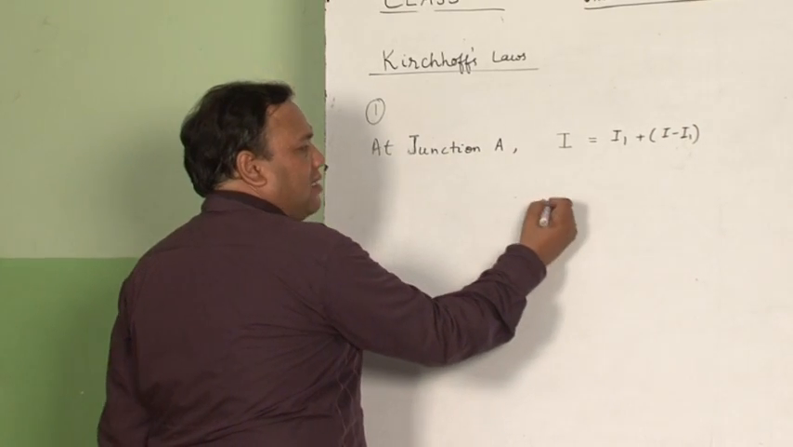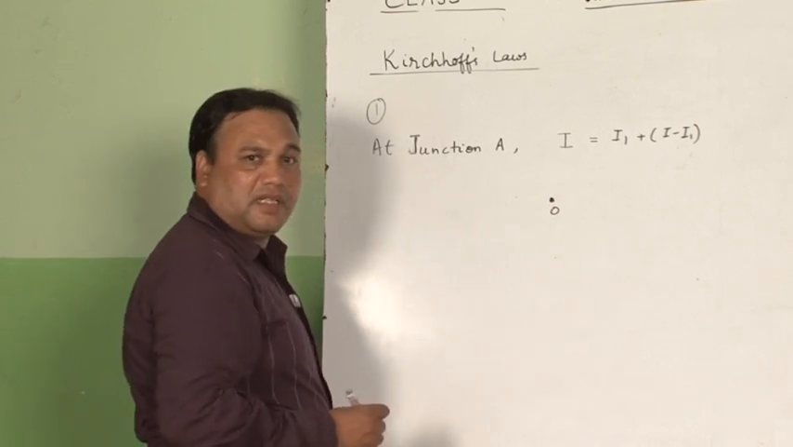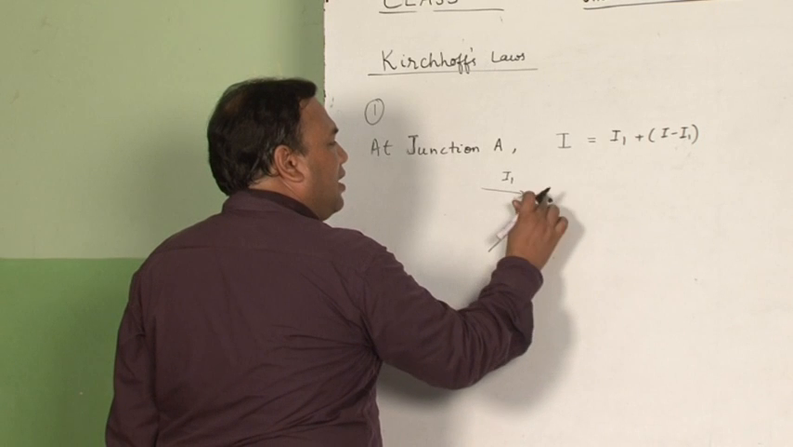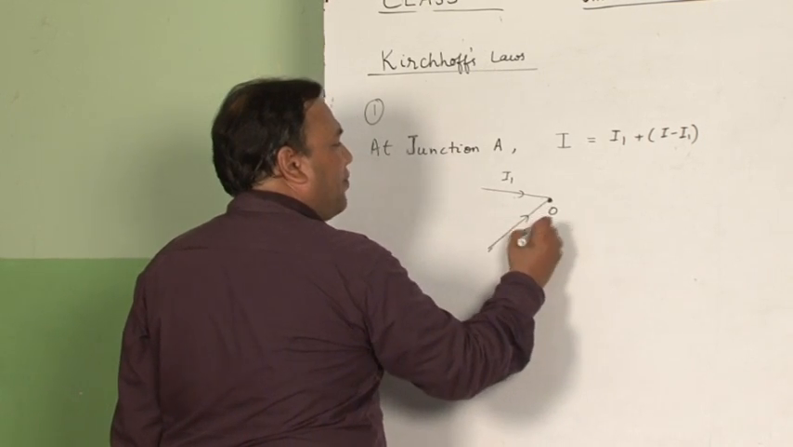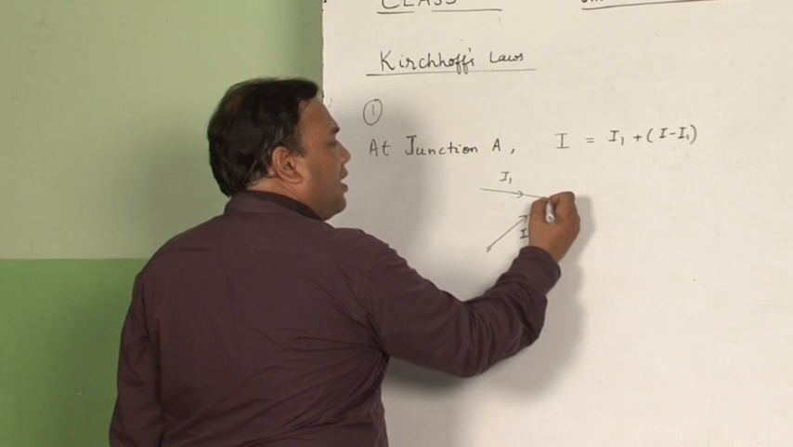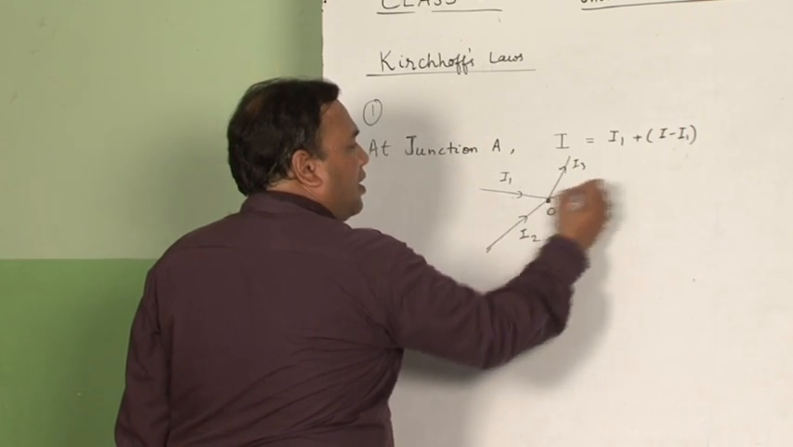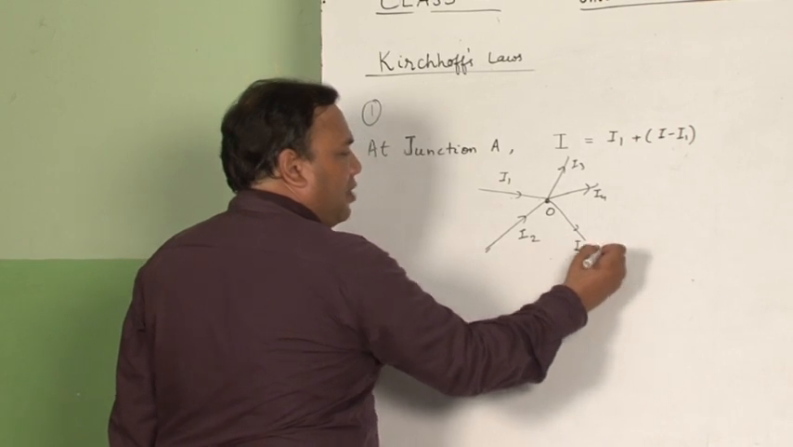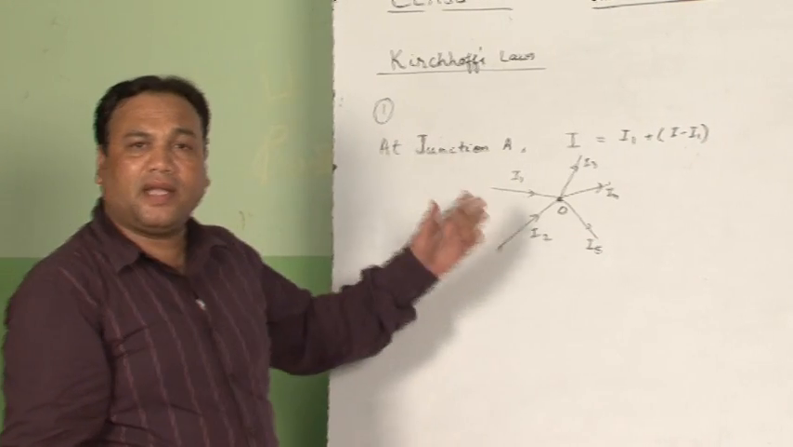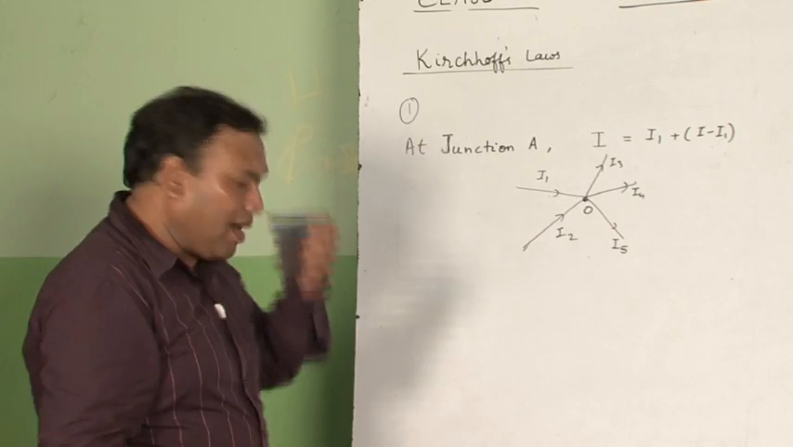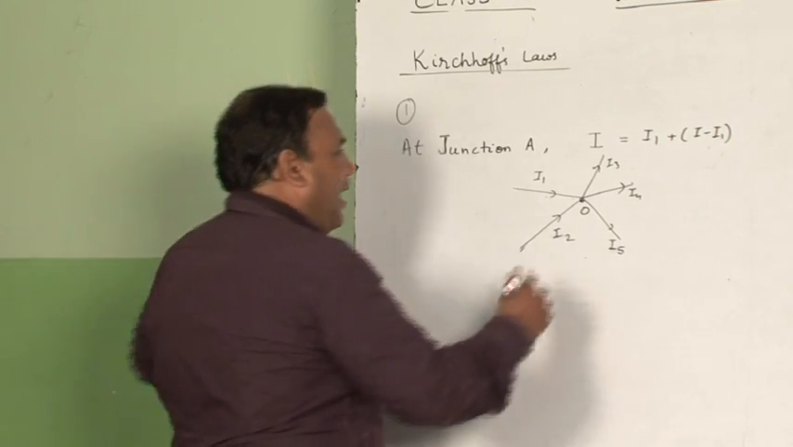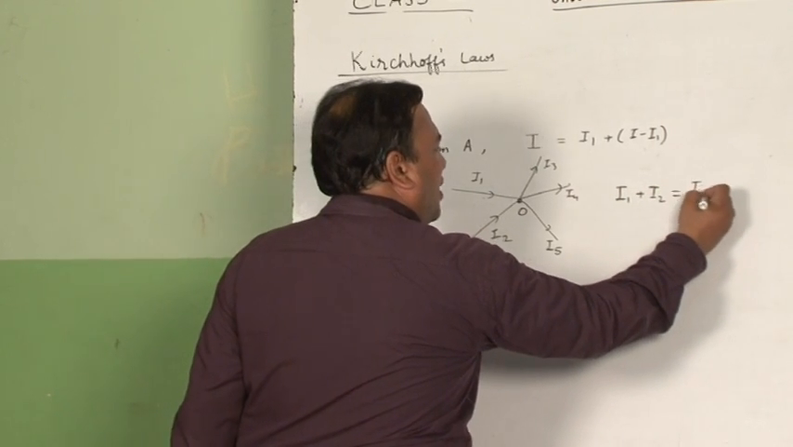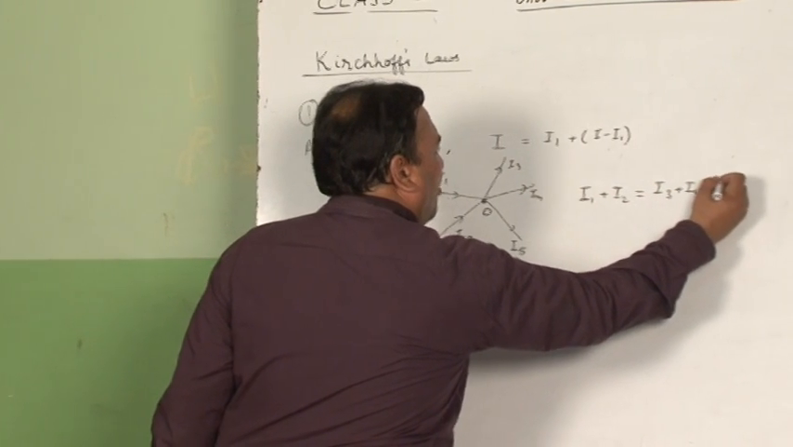Another example: suppose this point is O, which is known as a junction. At this junction current I1 is going there, I2 is reaching there, like this. And from this point current I3 is going out, current I4 is going out, and current I5 is also going out. Then how can I apply Kirchhoff's first law here? According to this first law, I can write I1 plus I2 is equal to I3 plus I4 plus I5.